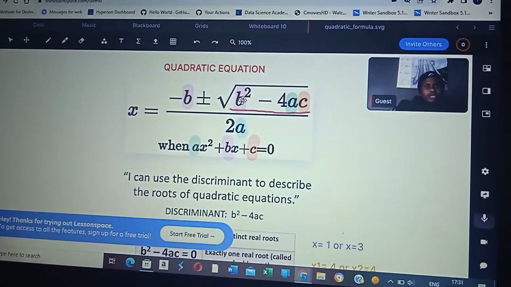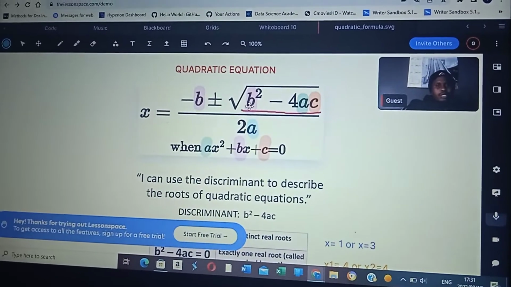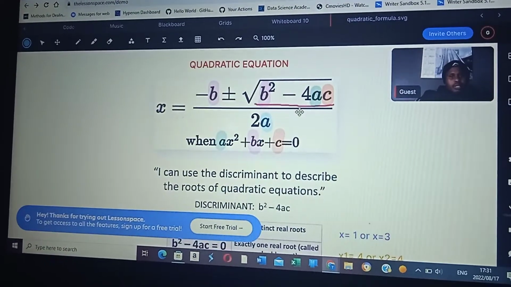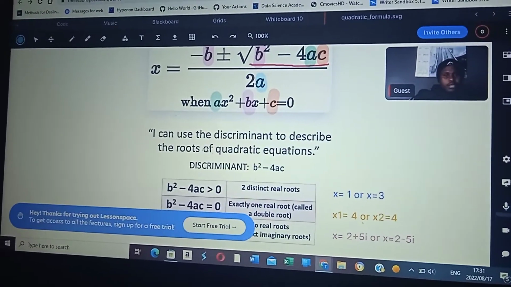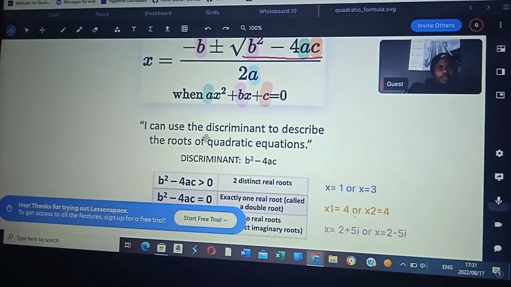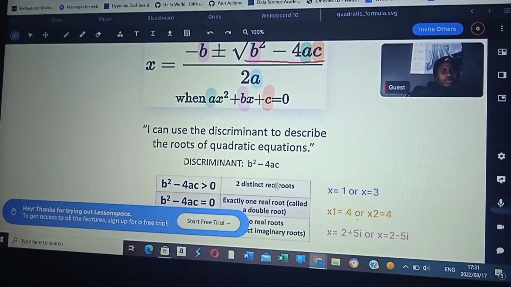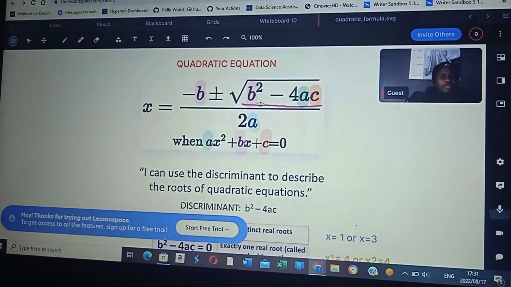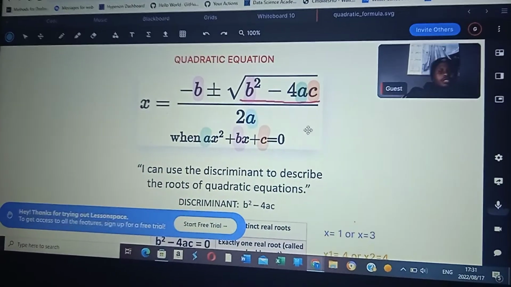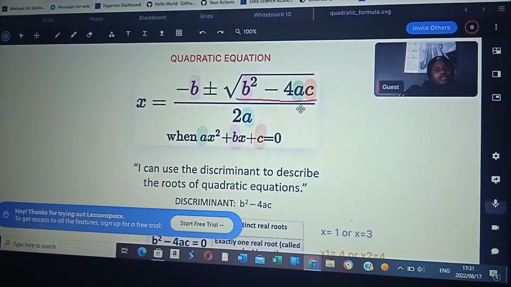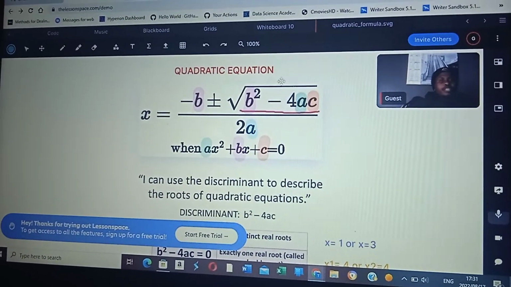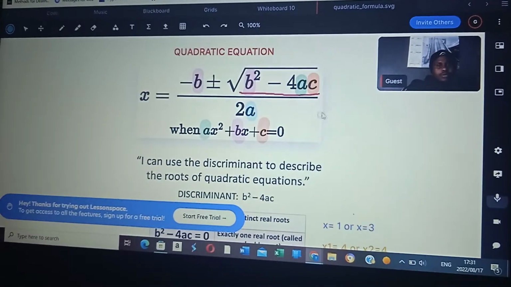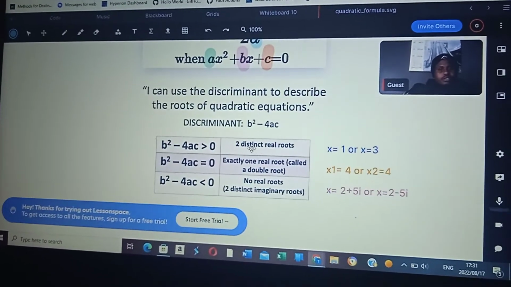Alright, so the expression under the square root is known as the discriminant. And right here, I can use the discriminant to actually describe the roots of the quadratic equation. So this actually gives us a characteristic explanation of the discriminant, basically stating the nature of the roots. So let me just move over to the discriminants quickly.